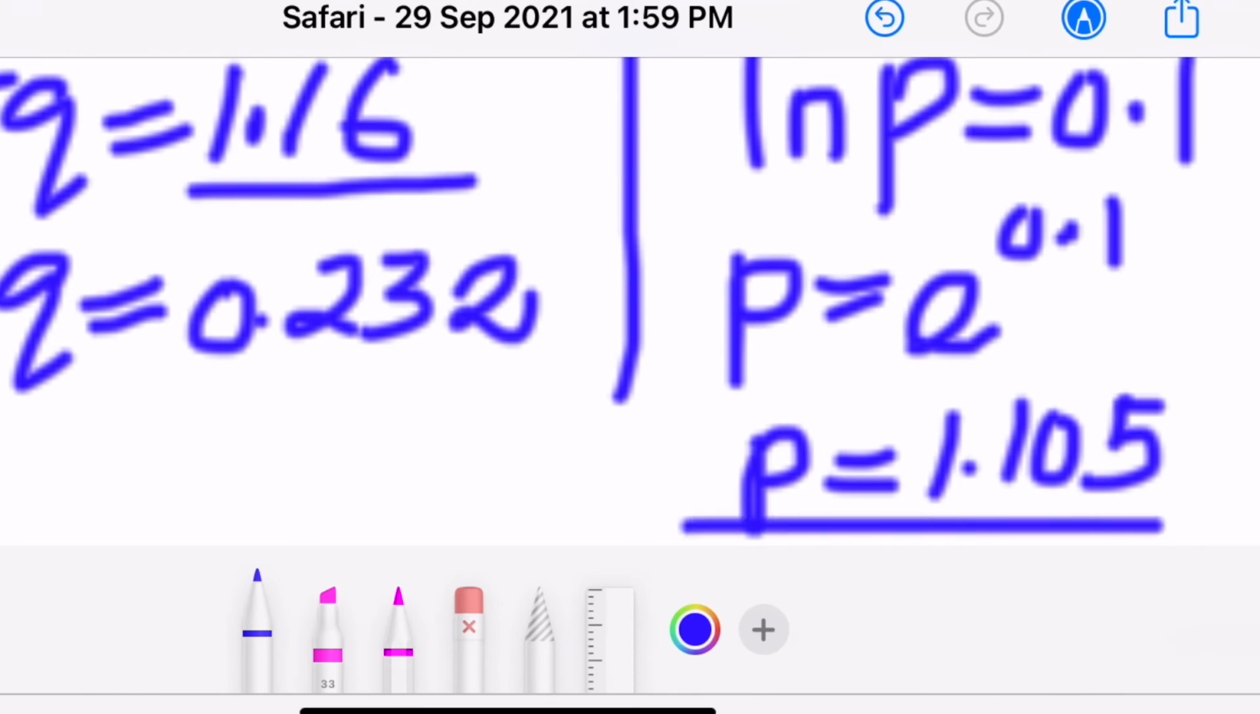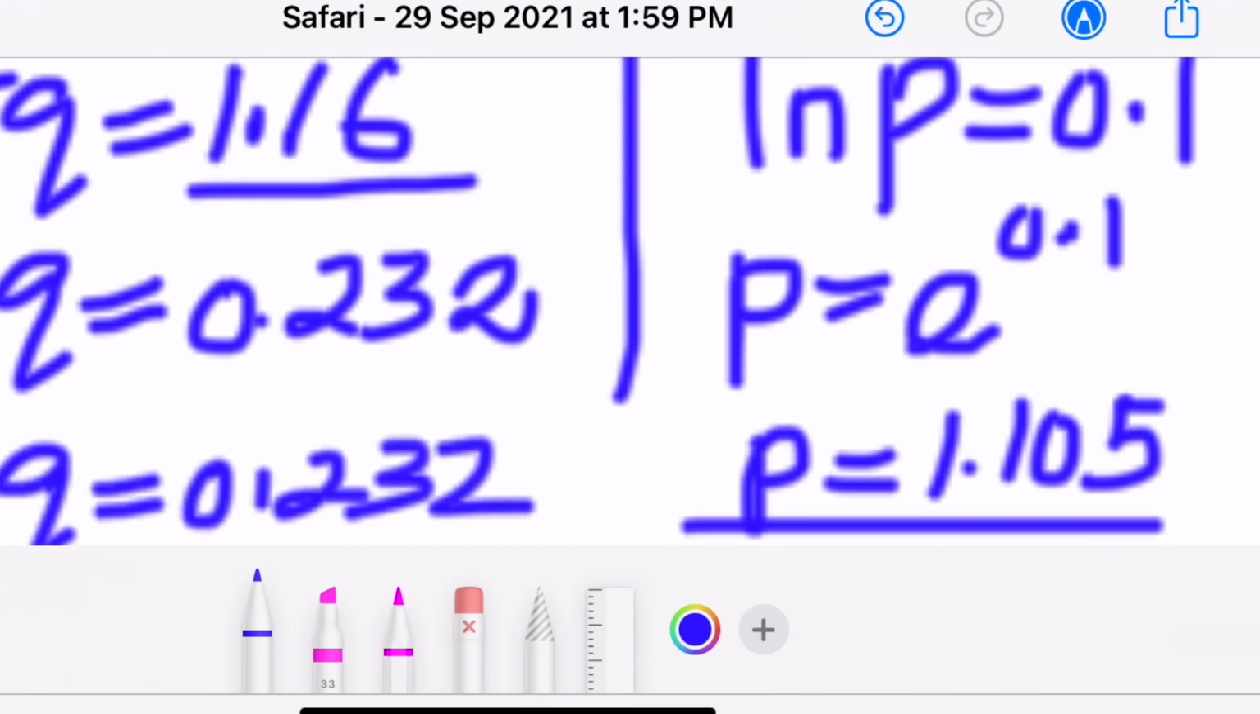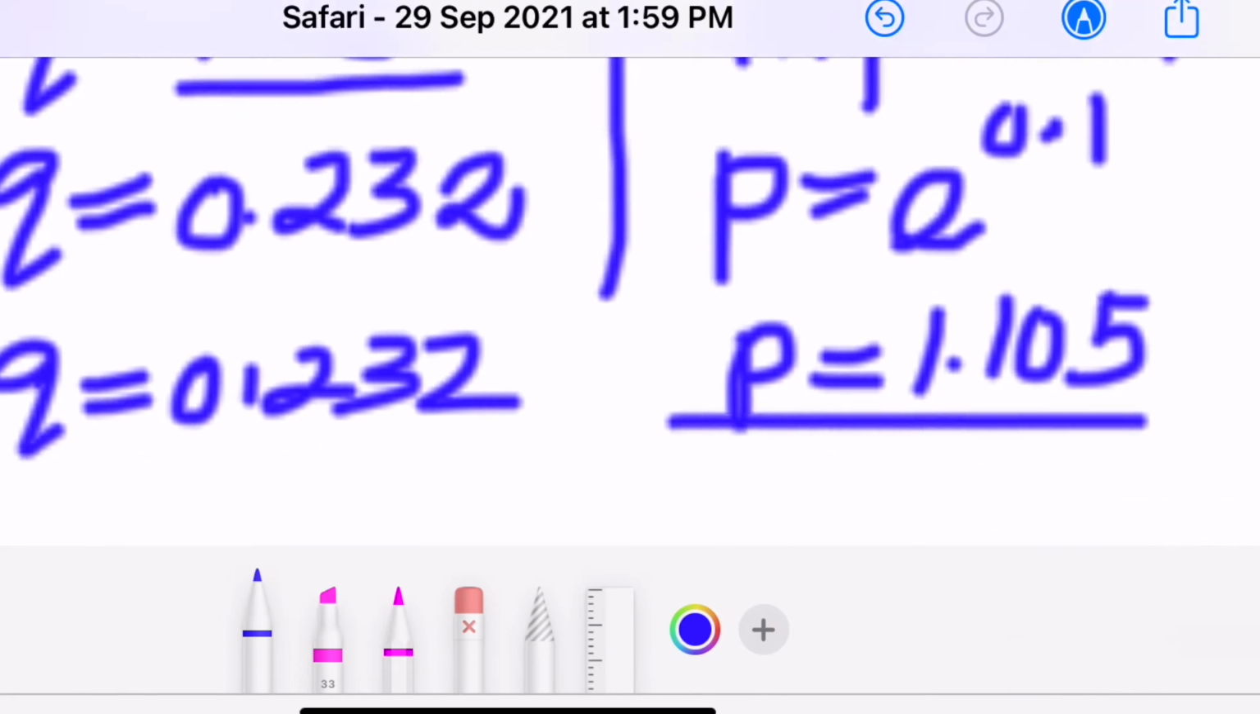For the constant p, we actually try to solve the constant for the linear law by using the gradient and the y-intercept from the line of best fit. Alright, that's all about solving the constant using the gradient and y-intercept from the line of best fit.